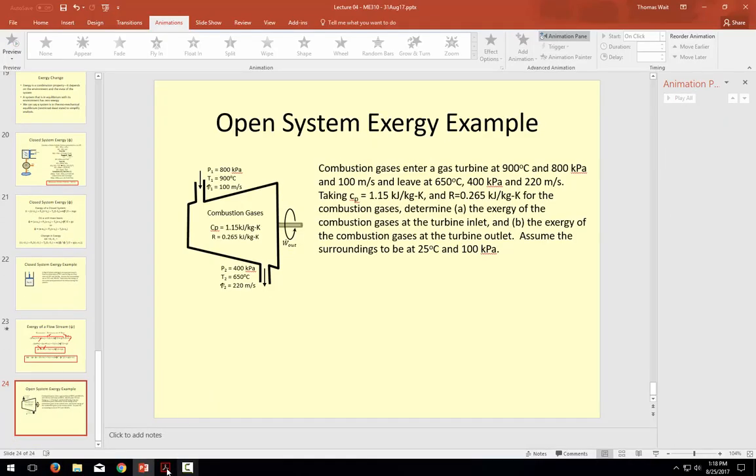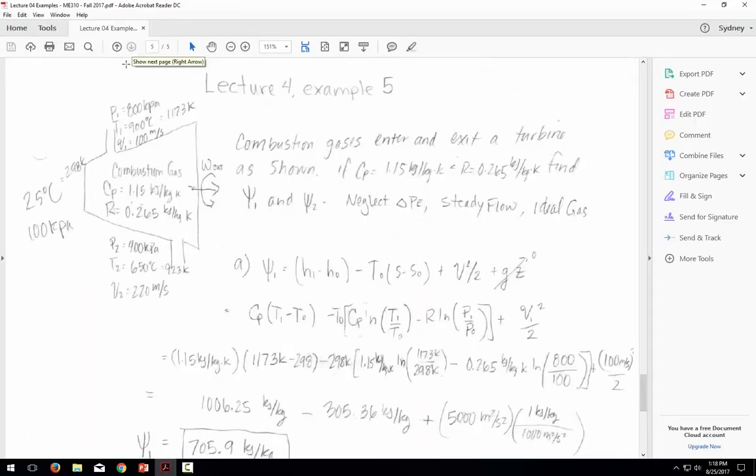So if we look at this example, it's example 5 from this lecture, that we've set it up like such. We have our gas turbine, which has combustion gases flowing through it, with the initial conditions at the inlet and the final conditions at the outlet. We want to determine the exergy of flow 1 and the exergy of flow 2. We're going to neglect any changes in potential energy because no information is given about it. We're also going to assume steady flow and that these combustion gases behave very much like an ideal gas.